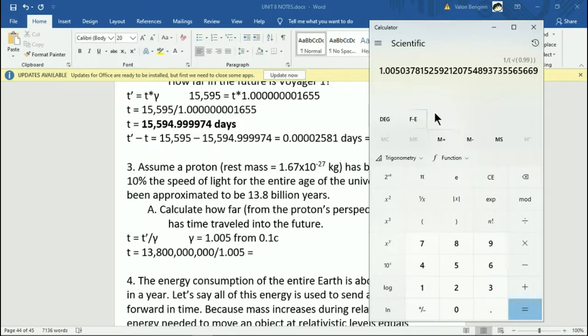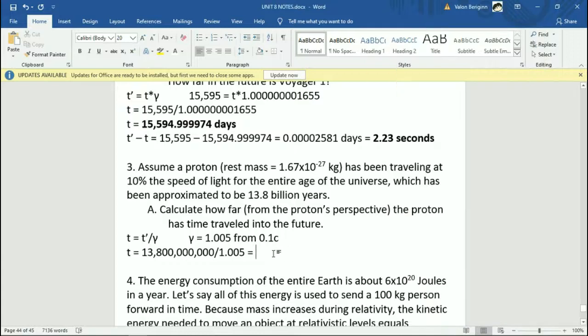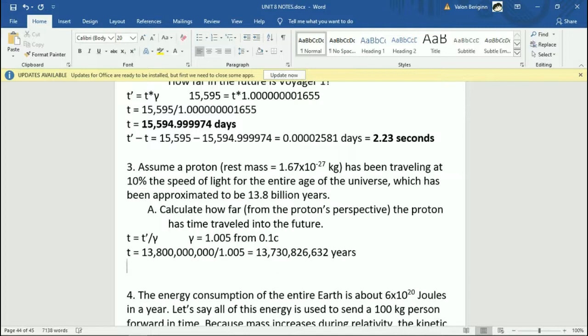I'm just being nitpicky here. So divided 13.8 billion, and we want the inverse. Okay, so that's actually a noticeable difference. I'm going to copy this full number, just to be precise. That's actually pretty nice. So that is our time. How much has it time traveled? Well, that's again t prime minus t, the difference in the times. So we have 13.8 billion minus 13,730,826,632.